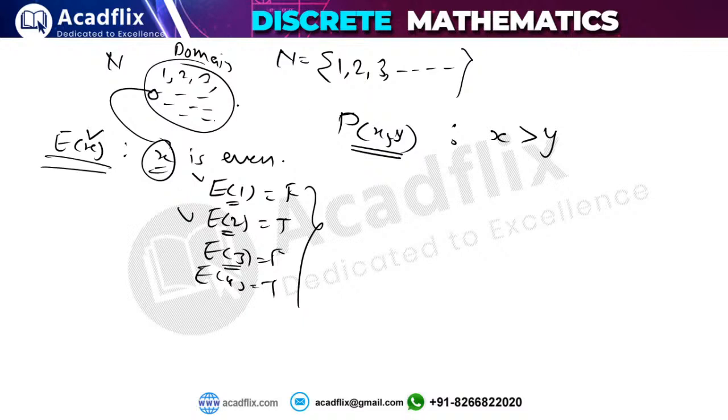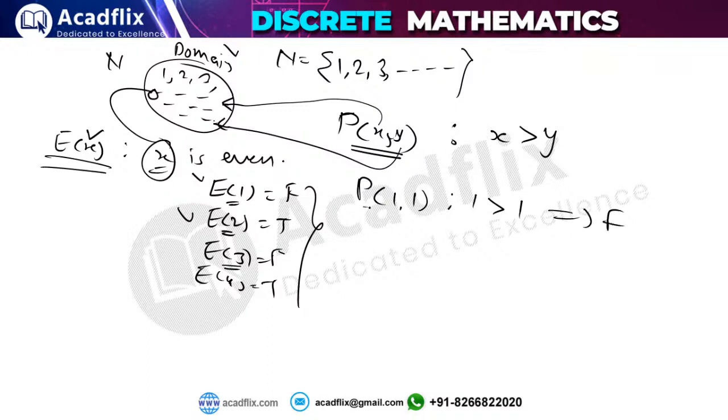Also remember, this is my domain, so both of these variables will take values from this domain. For example, x can take value 1, and y can take value 1. Then what will be P11? P11 will be 1 greater than 1. That is false, so P11 will become false. P21 means 2 greater than 1, so P21 will become true.